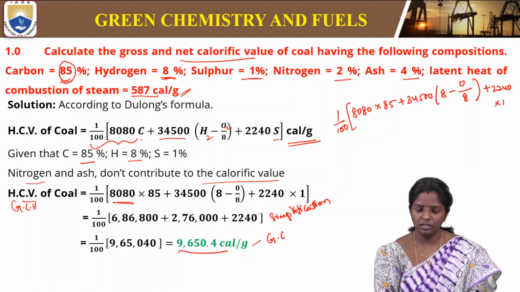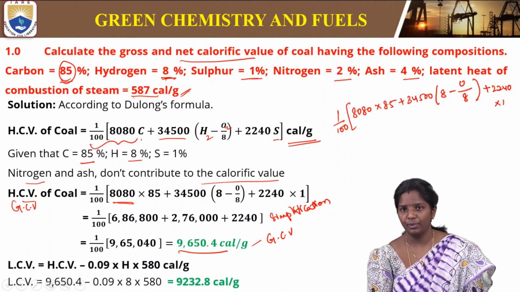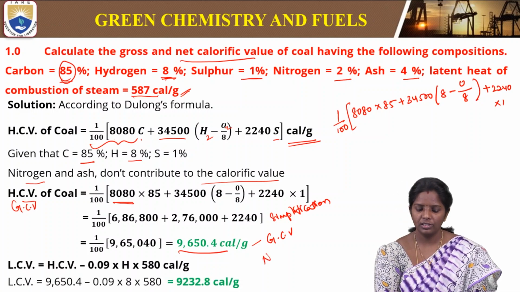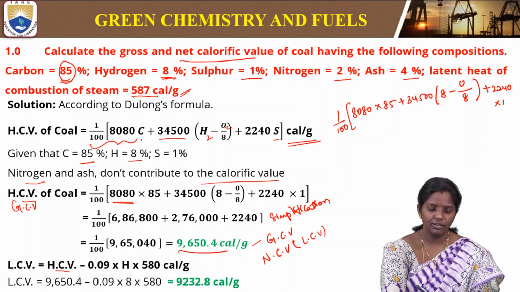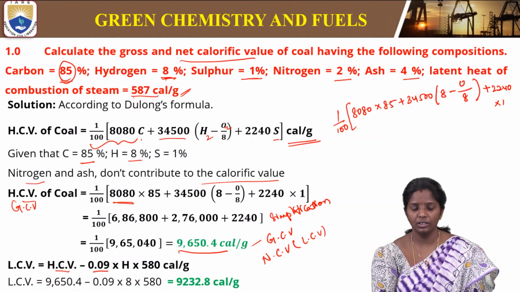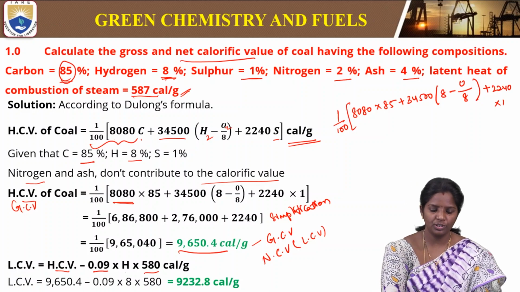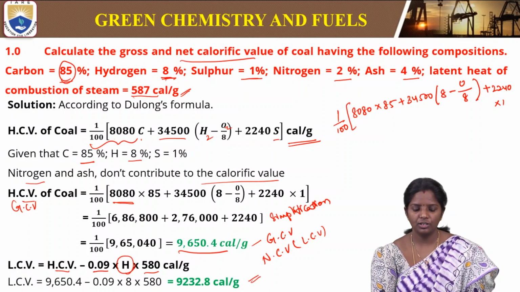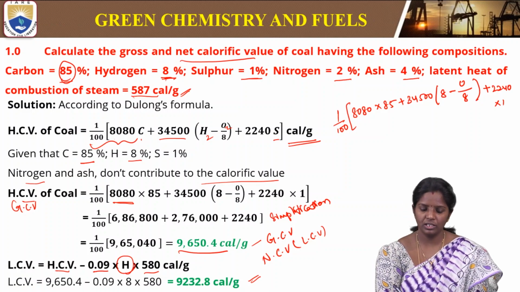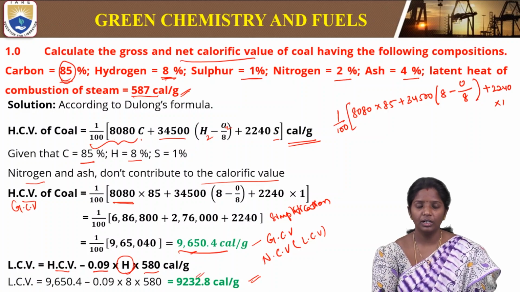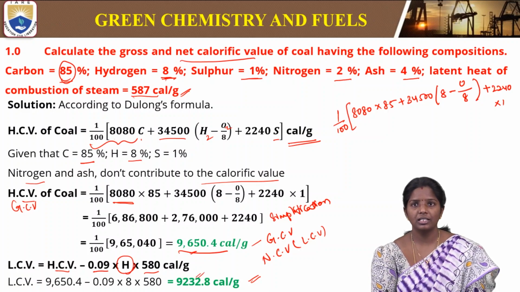So this is the GCV value for this coal sample. If we want to calculate the NCV, the net calorific value or LCV, it is the HCV minus 0.09 into hydrogen into 580 calories per gram. So substitute the hydrogen value here and we get 9,232.8 calories per gram. If you see here, this is always high compared to the lower calorific value, because the latent heat of steam will be removed in the lower calorific value or the net calorific value.